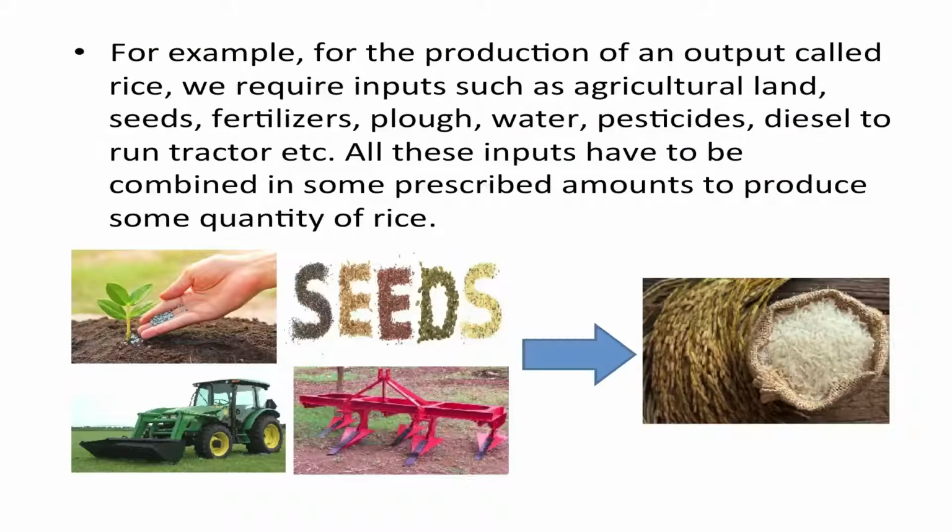For example, for the production of an output called rice, we require inputs such as agricultural land, seeds, fertilizers, plough, water, pesticides, diesel to run the tractor, etc. All these inputs have to be combined in some prescribed amounts to produce some quantity of rice.